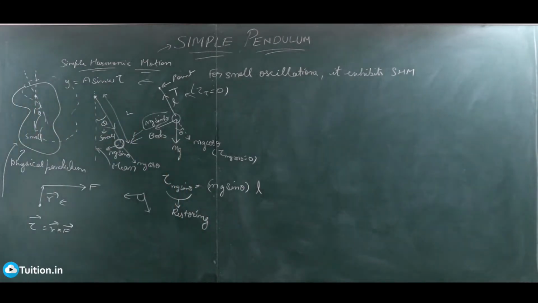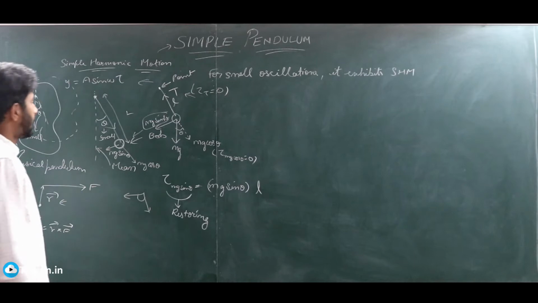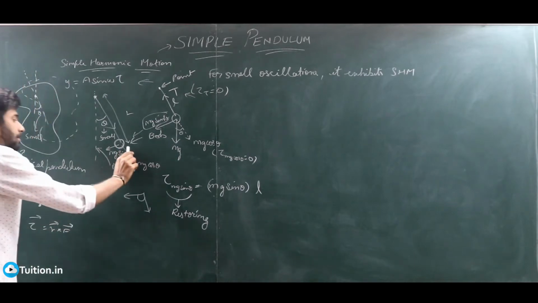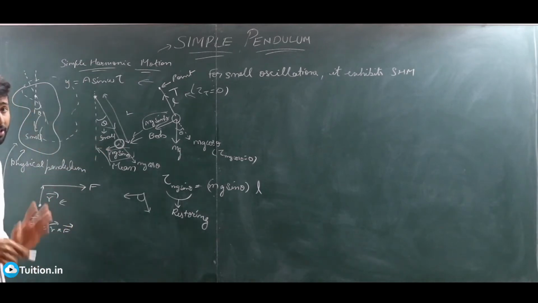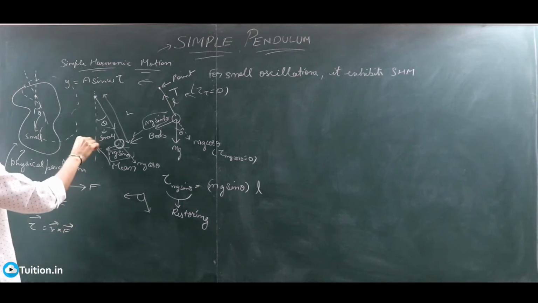This is the restoring torque. Why is it called restoring? Because it is this mg sin theta which tries to bring this bob back to the equilibrium position. Once again, what is your equilibrium position? Where your net force acting on the system is 0, right?